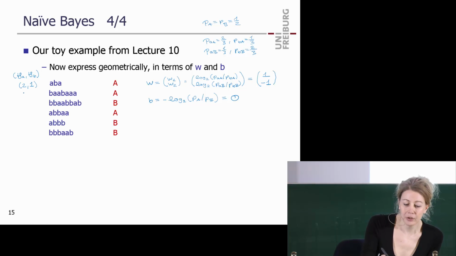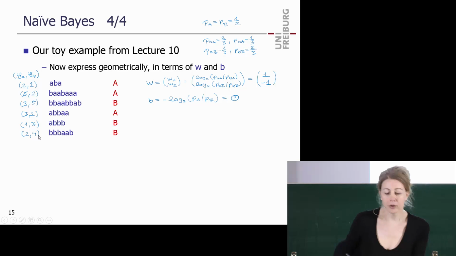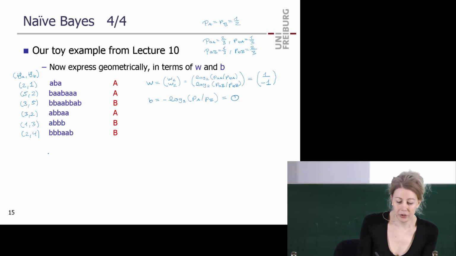This is the point 5A's, 2B's. This is the point 3A's, 5B's. You tell me if I make a mistake. This is 3A's, 2B's. And this is 1A, 3B's. And this is 2A's, 4B's. Right? And now let me draw this here.